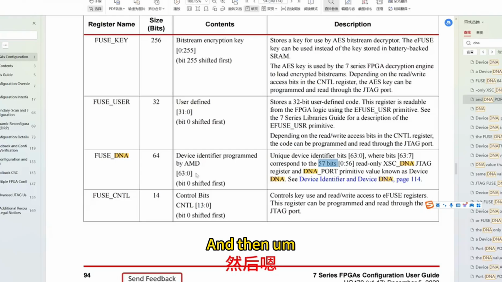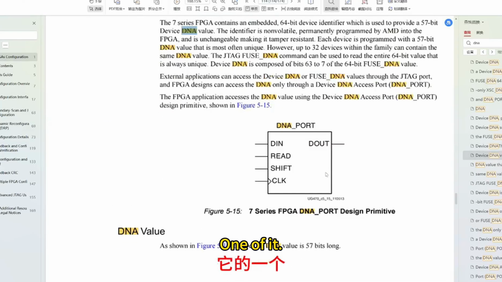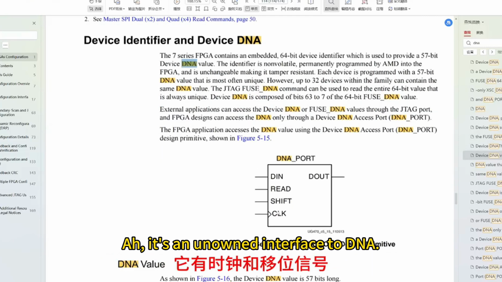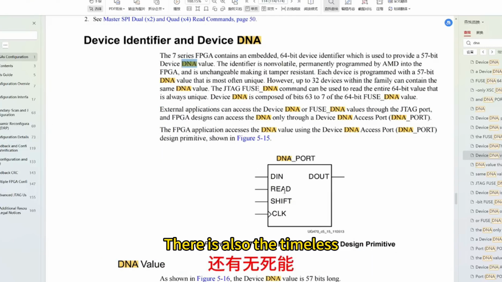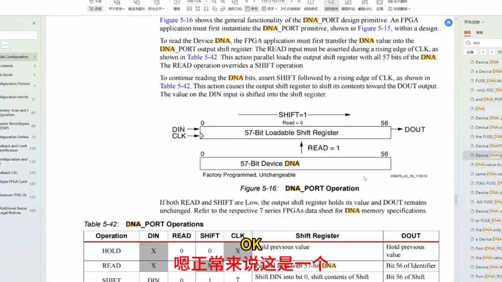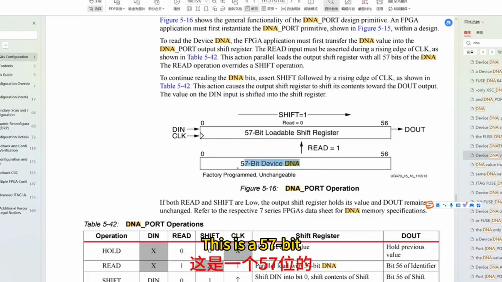Let's take a look at this DNA again. It has an interface with a clock and a shift signal, and there is also a read signal and a data output. Normally the Series 7 has a 57-bit DNA.